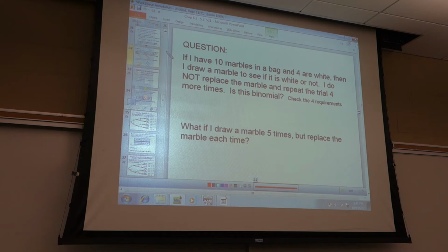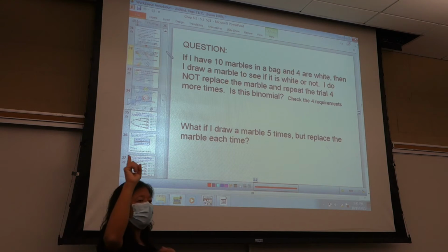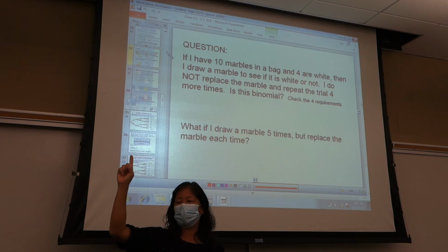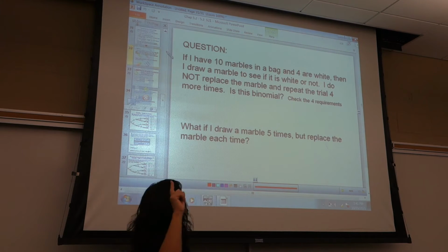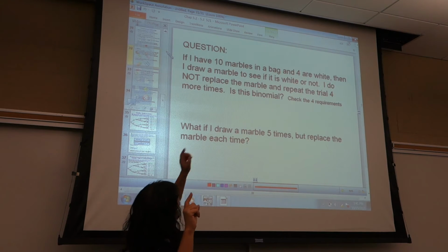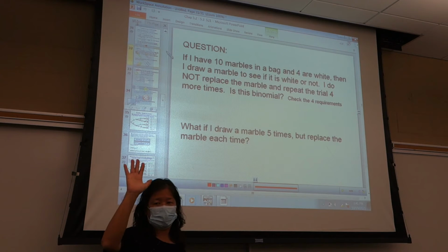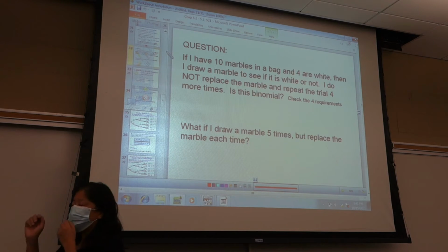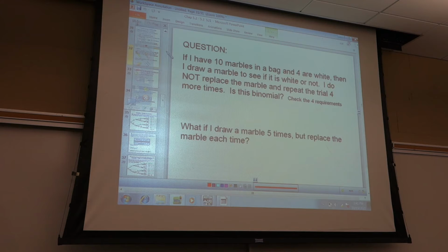The thing is that the outcomes of each trial must be independent. Okay, so first question. Am I doing something over and over again and I know ahead of time how many times I'm going to do this? Yes, I know I'm going to draw it once and then 4 more times, so a total of 5 times. Okay, now each draw, does it have only 2 outcomes, is or isn't? Yes, it's either white or not white.